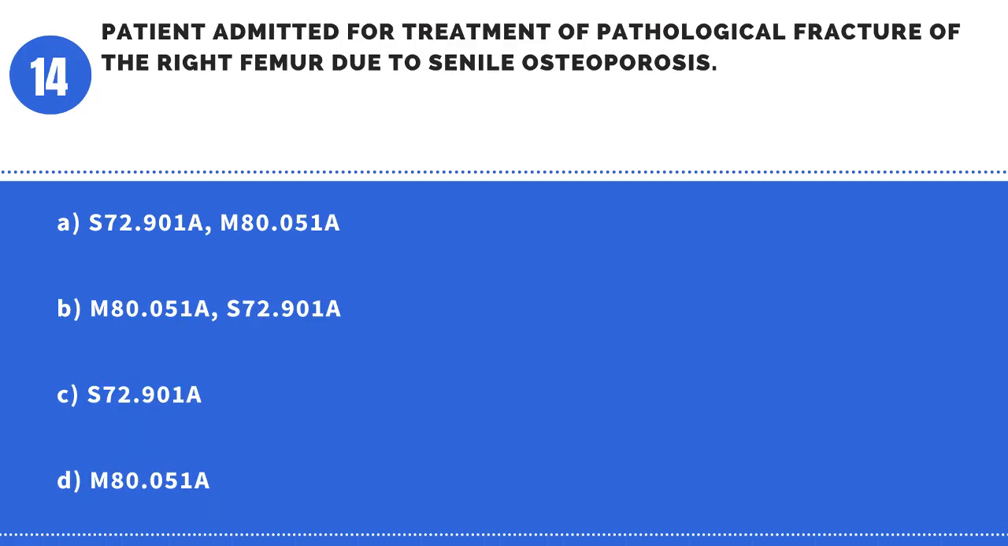Question 14. Patient admitted for treatment of pathological fracture of the right femur due to senile osteoporosis. A. S72.901A, M80.051A. B. M80.051A, S72.901A. C. S72.901A. D. M80.051A.